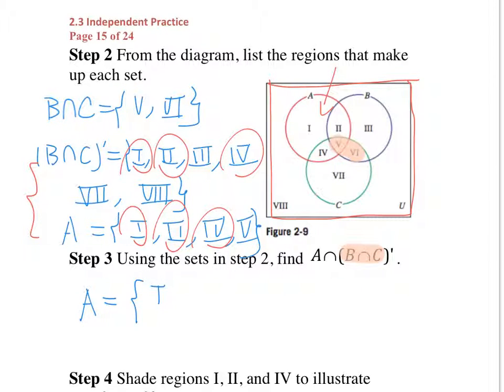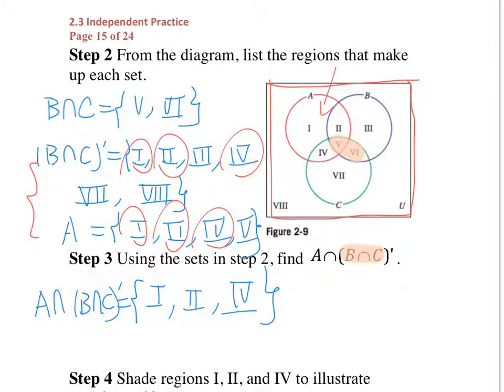Oops, I'm sorry. I made a mistake there. It's not A. My final answer for A intersect the complement of B intersect C is area 1, area 2, and area 4. That's how we solve that example. It's quite a bit of work, I know that, but that's how you solve it.